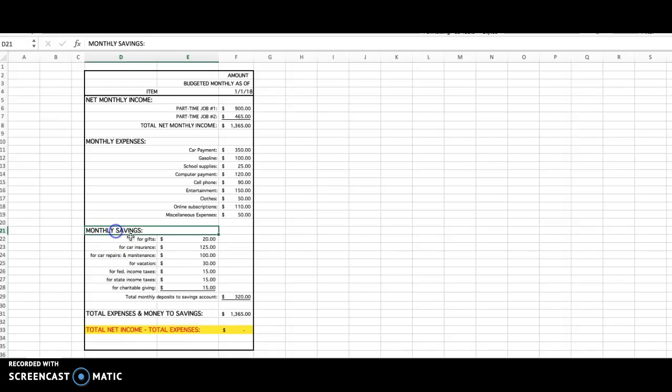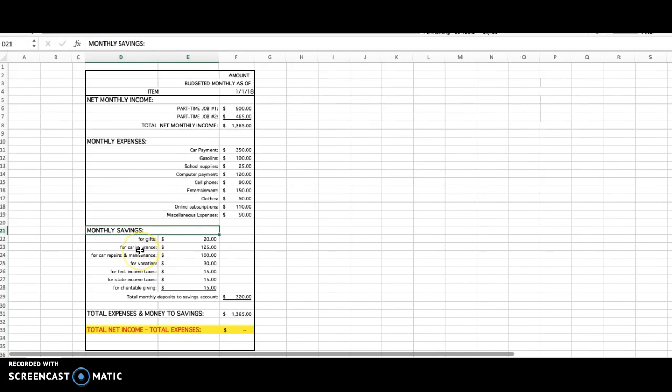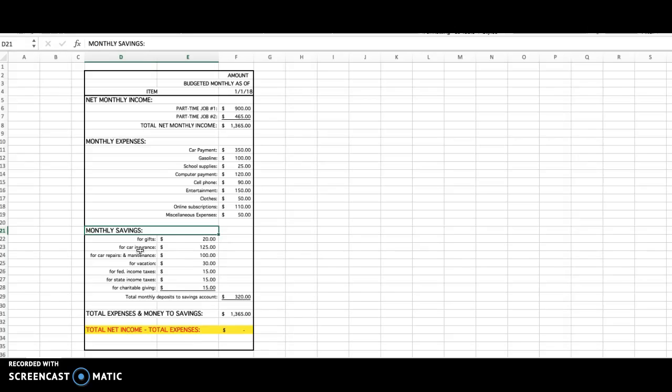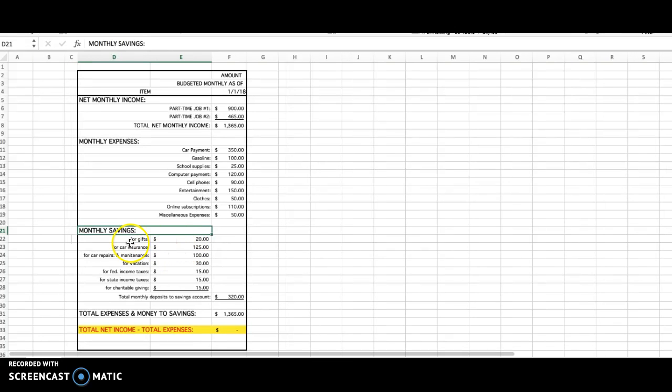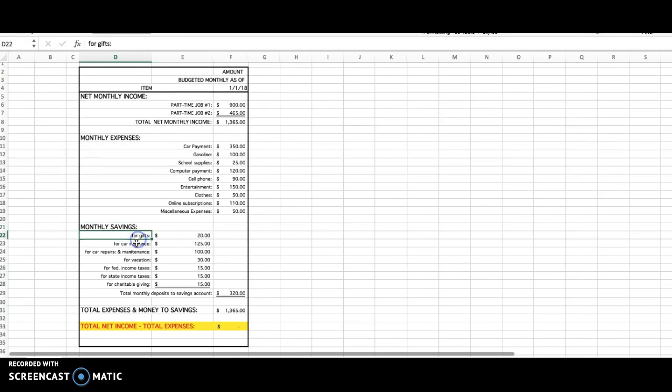Now this person is saving some money every month, which is a good idea. So he or she saves money for gifts, for car insurance. Now, one point about this $125 for car insurance. The question might be, why wouldn't that be a monthly expense? Well, typically car insurance is paid every 6 months or maybe even annually. So this is not a monthly expense, but let's assume it's a 6-month expense.